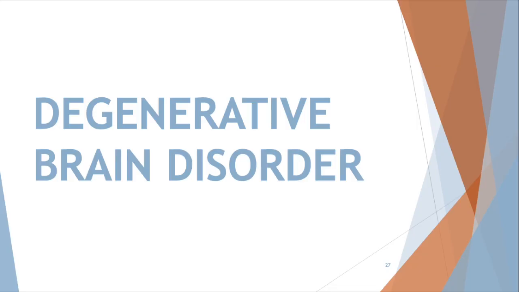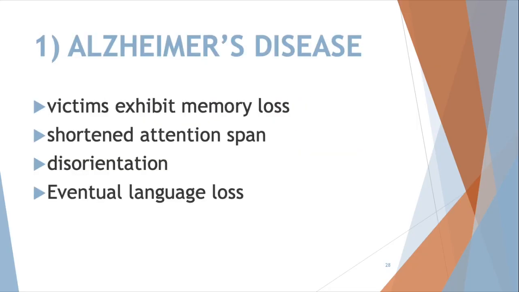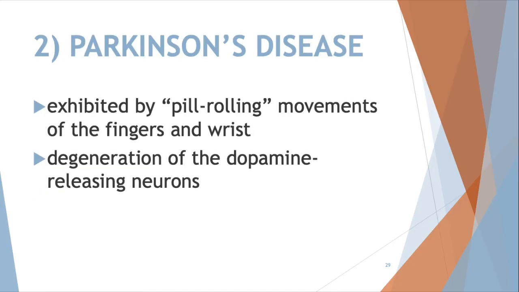Degenerative brain disorders. Okay. We have Alzheimer's disease. Victims exhibit memory loss, shortened attention span, disorientation, and eventual language loss. So this one here, the Alzheimer's disease, is the most common type of dementia. Again, dementia is a general term. It is a result of mental deterioration. Okay, sa pagtanda.